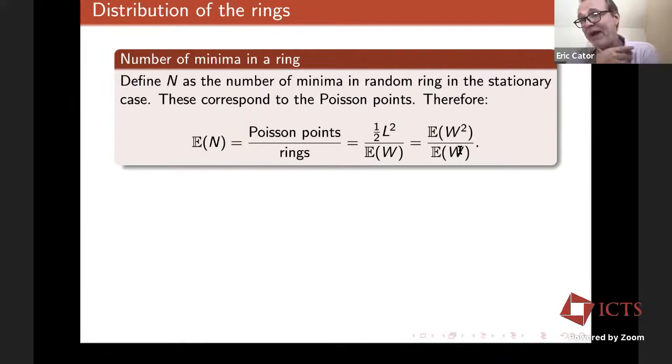Now this reminded me of something. There is a distribution linked to W, which exactly has this expectation.